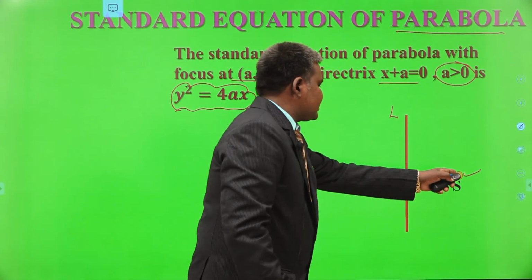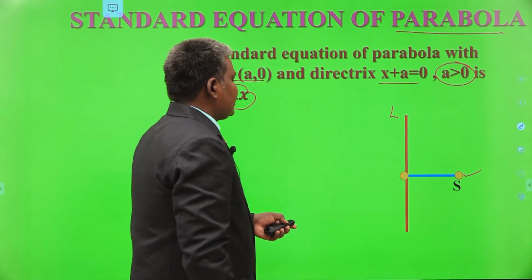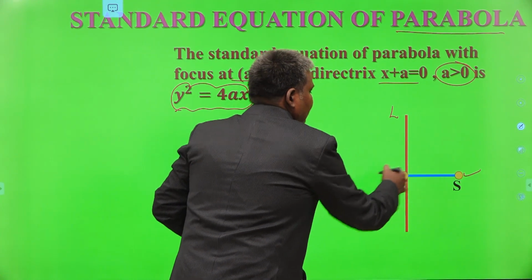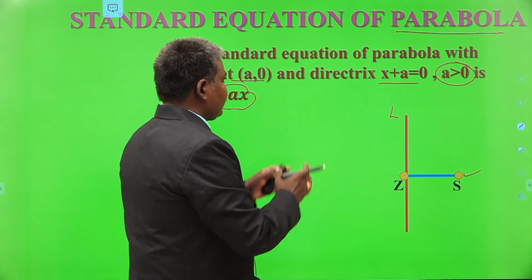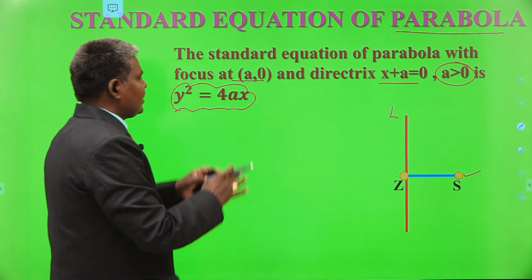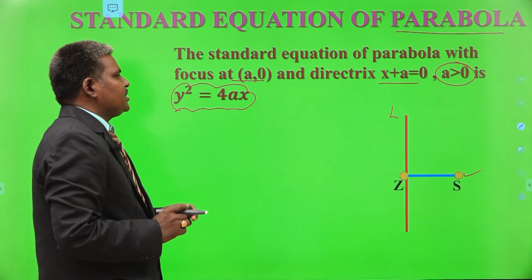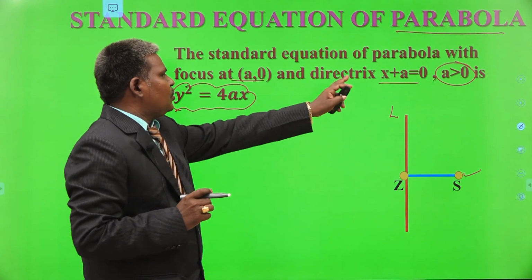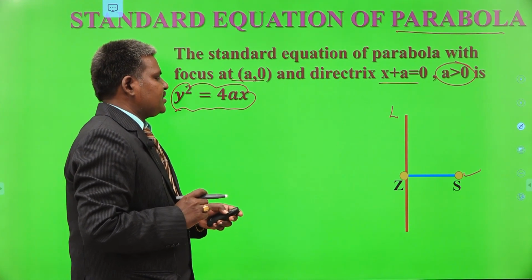Draw a line SZ perpendicular from S to L. This is SZ. We draw the line perpendicular from the focus S to L. What am I doing here? The construction of the parabola y square is equal to 4ax: how to obtain the focus (a, 0) and the directrix equation x plus a equal to 0.